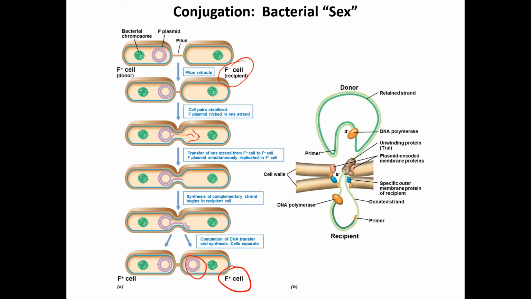So this F plasmid can have other traits on it, like antibiotic resistance, resistance to toxic metals, and other things like that. This F plasmid is encoding specifically for this process of conjugation, the sex pili, but we can encode for other really cool traits as well.